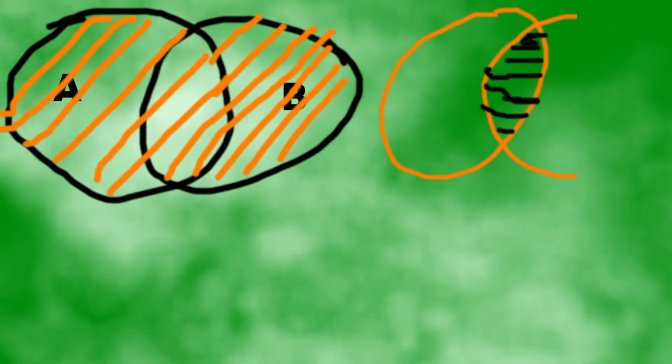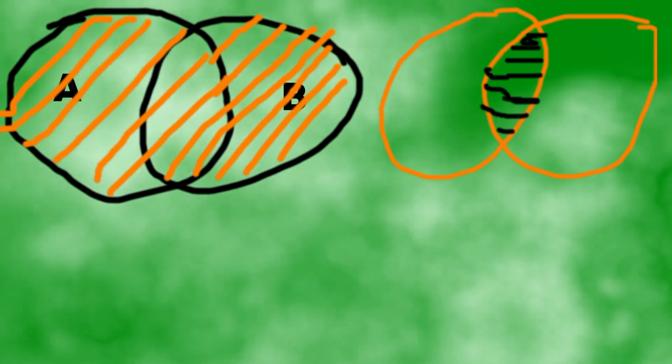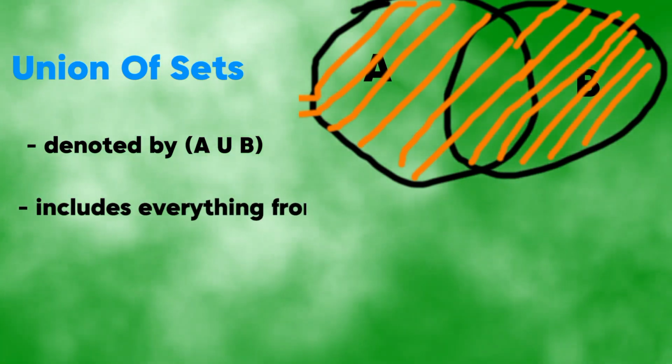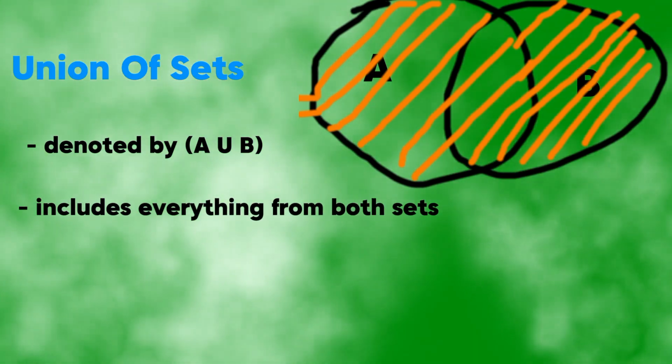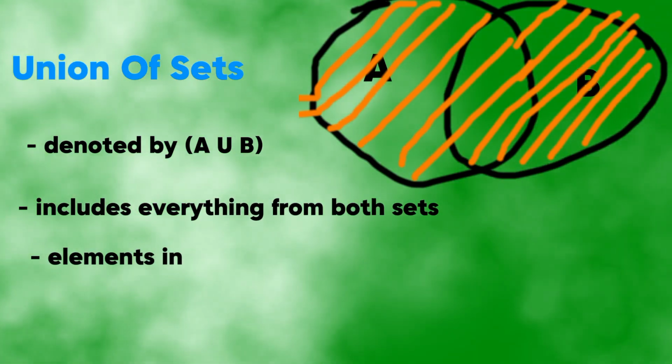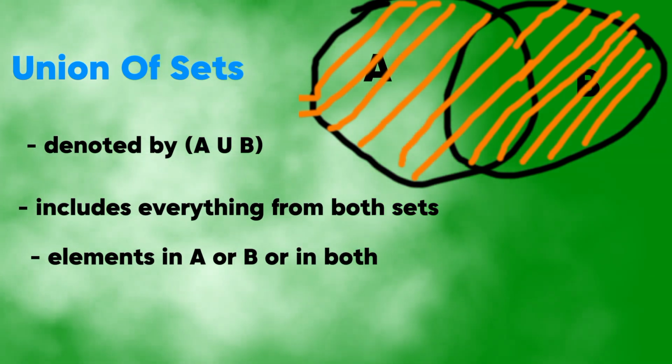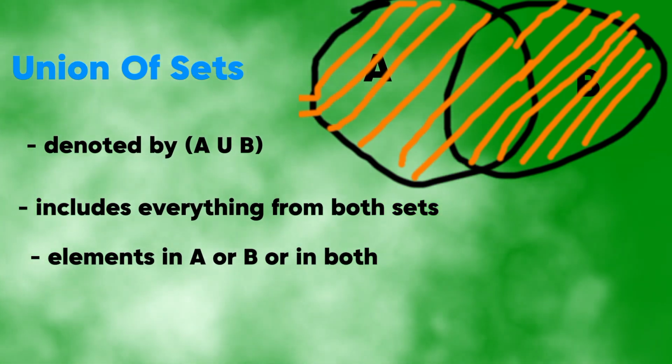What happens when we combine sets? What happens when we compare sets? Let's begin. The first operation is called the union. Union of sets, A union B. The union of two sets includes everything from both sets. A union B equals elements in A or B or both.